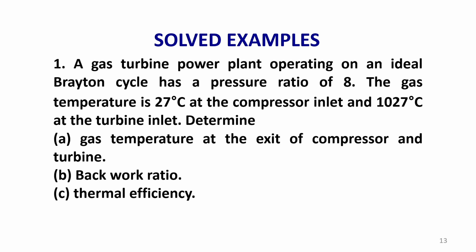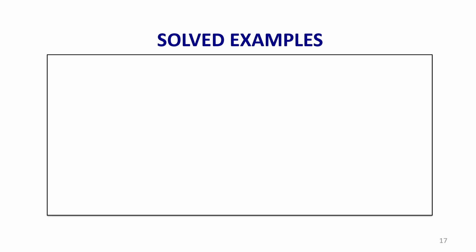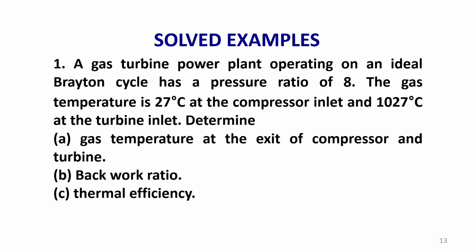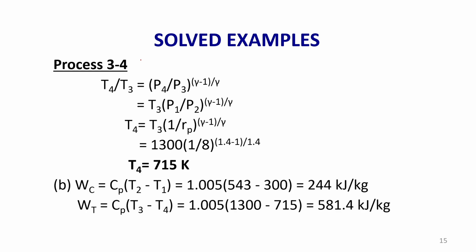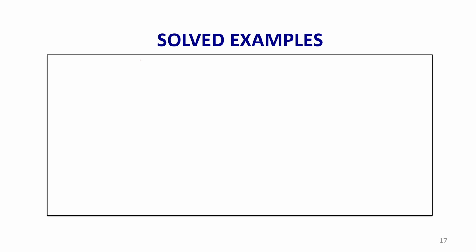Also determine the back work ratio, which is the ratio of the work of compression to the turbine work, and the thermal efficiency. Okay. So, let us quickly solve this problem. Let us write the given data. If the initial pressure is not given, we can assume it is 1 bar atmospheric condition. So P1 is 1 bar.